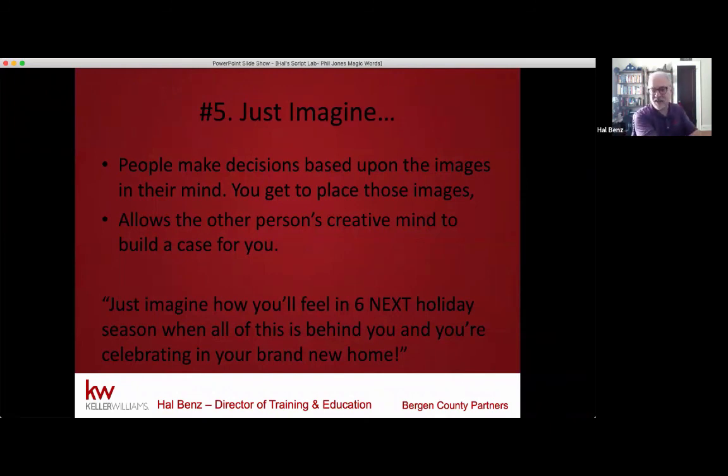What this does is it imports that idea right into a decision. Just imagine living in this home. Picture it. Feel the emotion. That's what great staging does, it invites people to imagine, right? To imagine being there, taking part in that, feeling what that feels like. Just imagine how you feel.